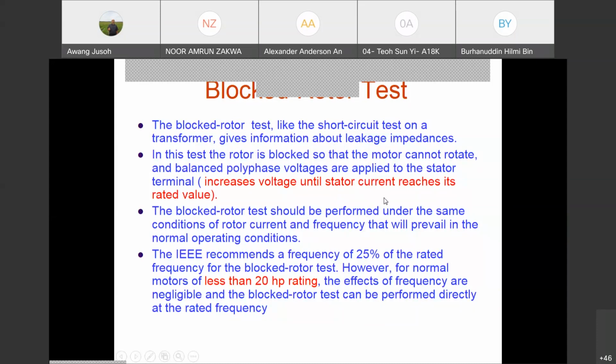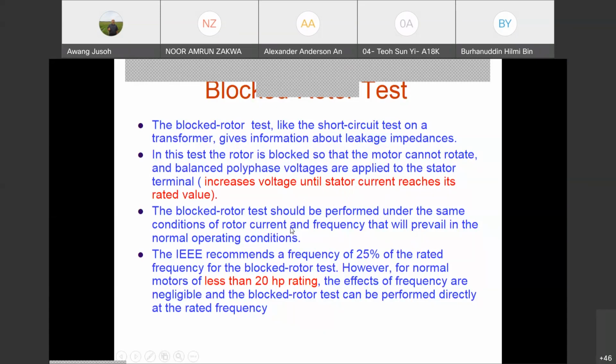Cannot go beyond that. Otherwise, your conductor becomes very hot. You can smell the heat. Current very high, I squared R, so losses are very high during that time. So you lock the rotor, speed equal to 0. Increase the voltage up to the rated current and do the measurement. We measure the voltage at rated current, how much power is consumed, how much the power factor is, and so on. That can be obtained from the power meter that we connect to the system.